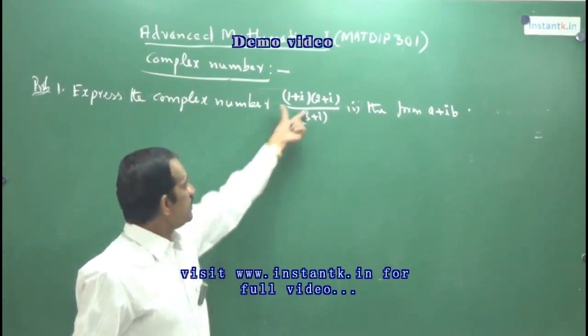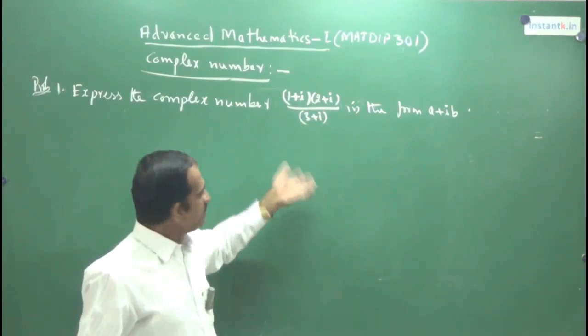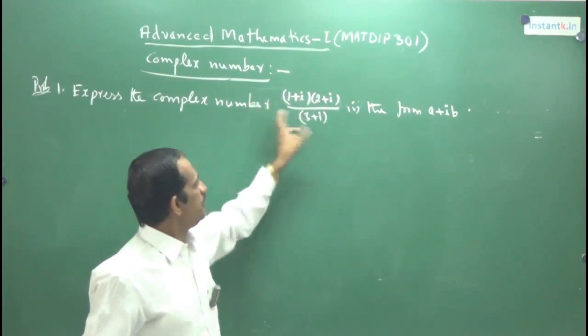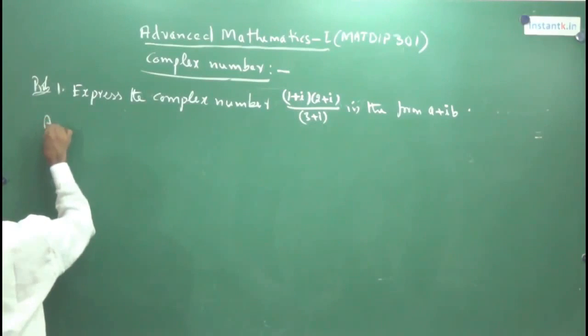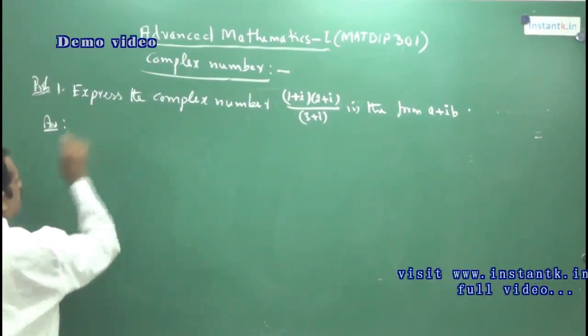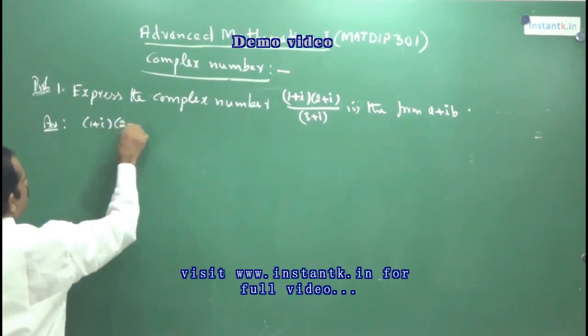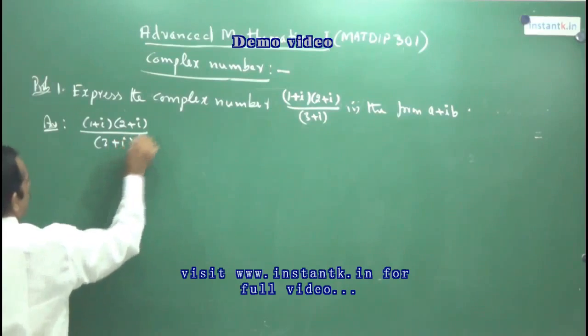But the numerator also may have some product. To simplify this, it is better to first write the numerator in terms of x plus iy. Some simple multiplication you can expand. See how to do this. First take the given problem, (1 plus i) into (2 plus i) divided by (3 plus i).